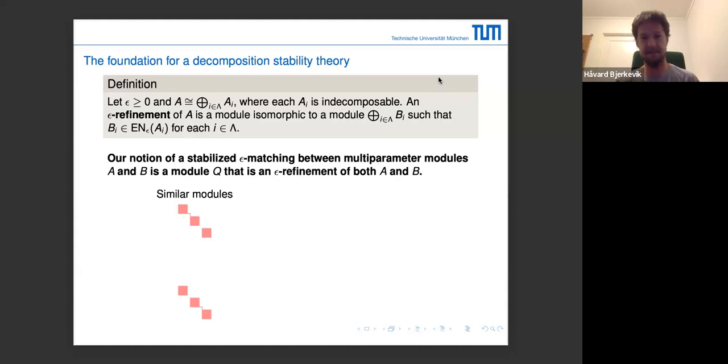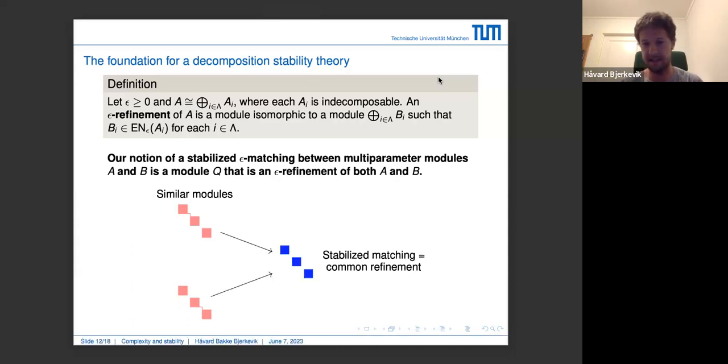But okay, so now we have the definition we want. So we want to show that if we have two similar modules, then we can always find a stabilized matching, which is a common refinement.